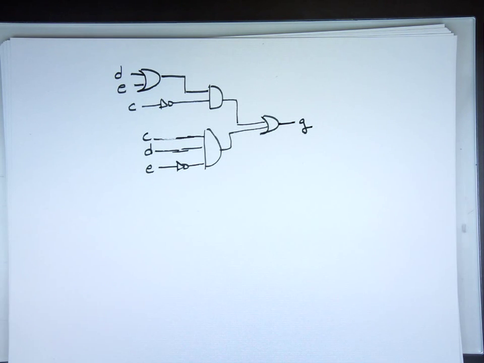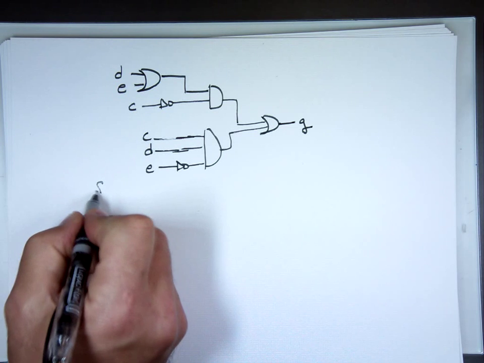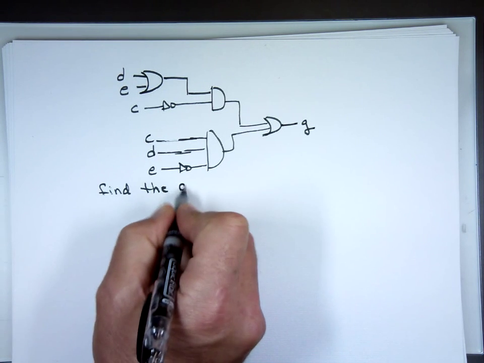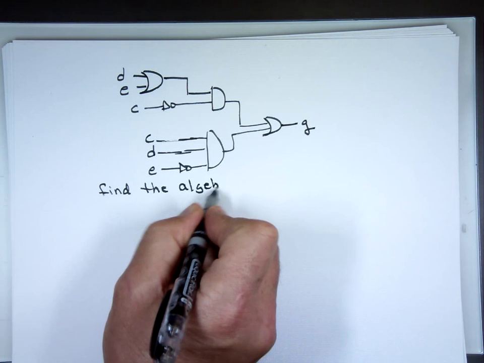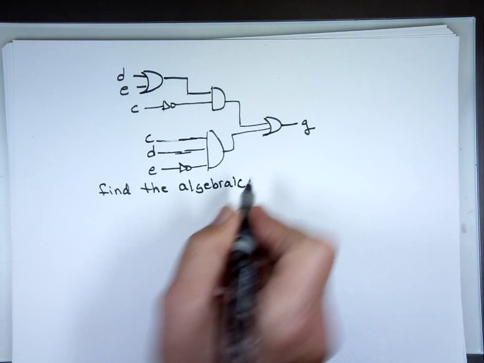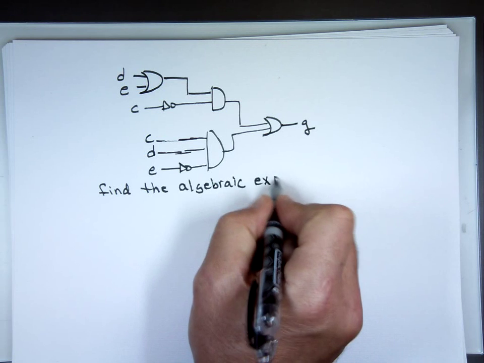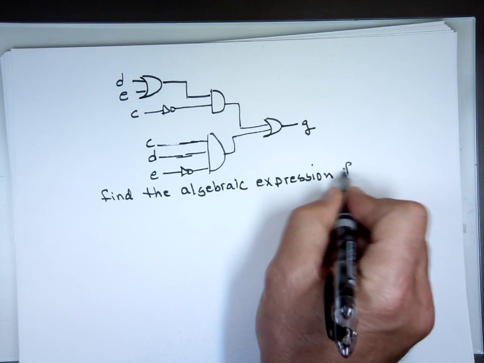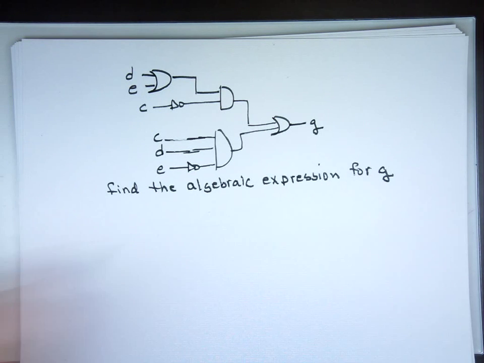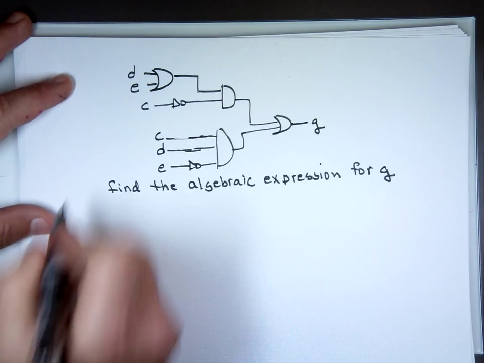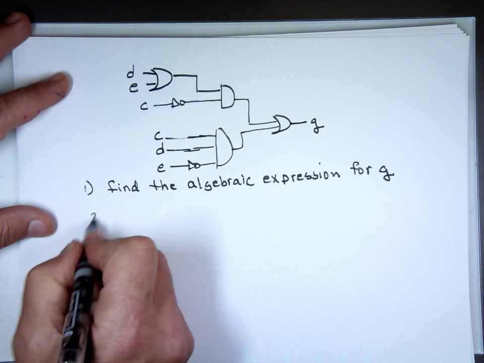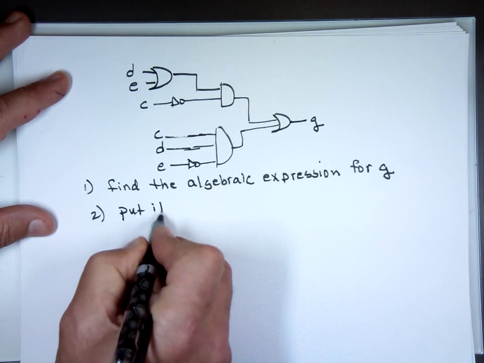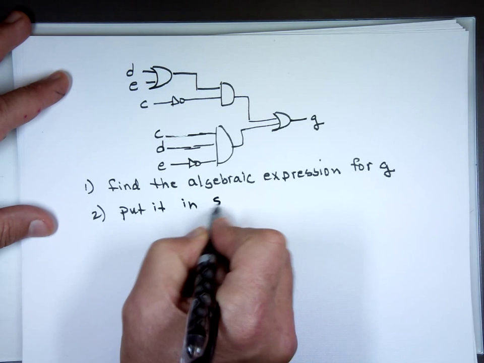So find the algebraic expressions for G. And that's the first question. Question 2, put it in sum of product form.